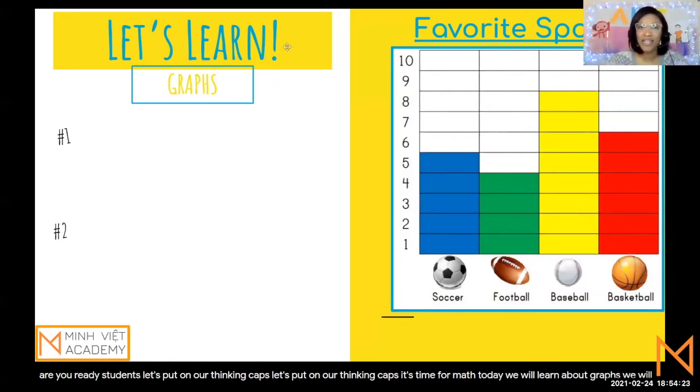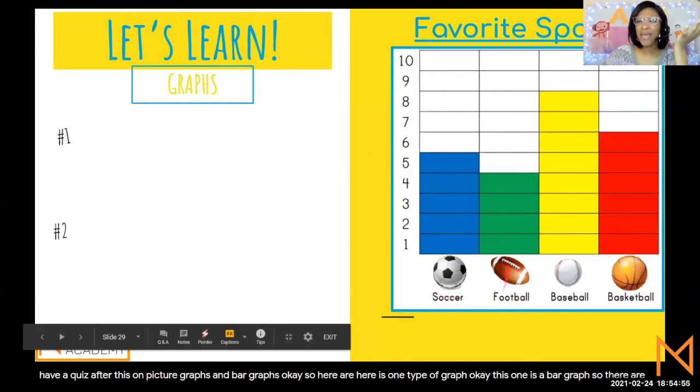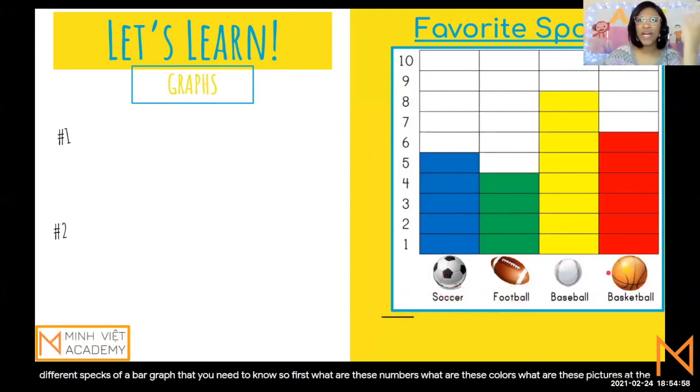So here is one type of graph. Okay? This one is a bar graph. So there are different aspects of a bar graph that you need to know. So first, what are these numbers? What are these colors? What are these pictures at the bottom? What does all of this mean? We will learn together.